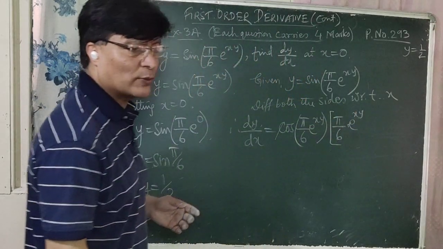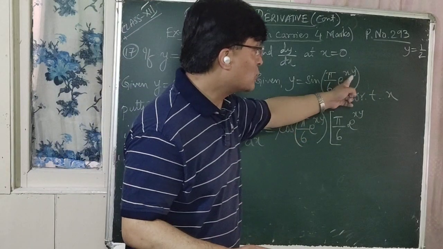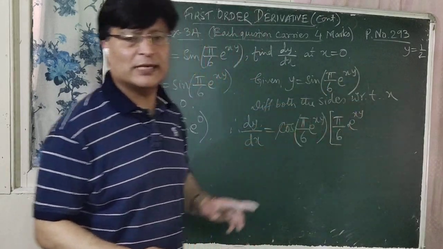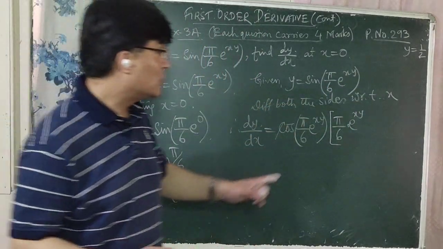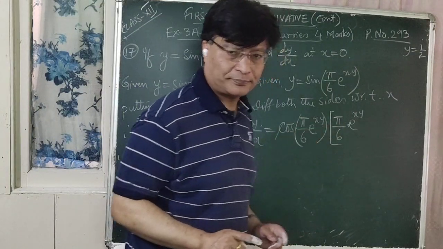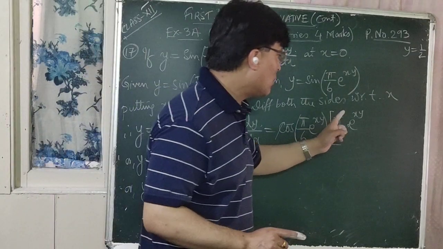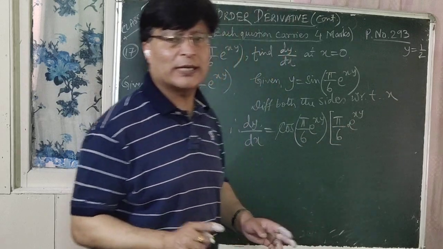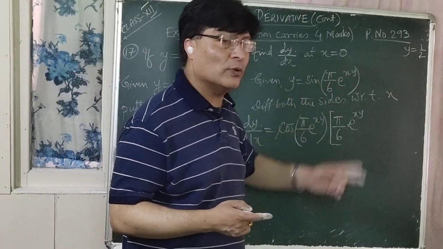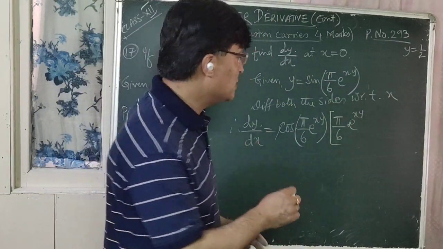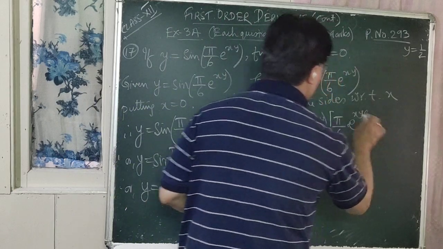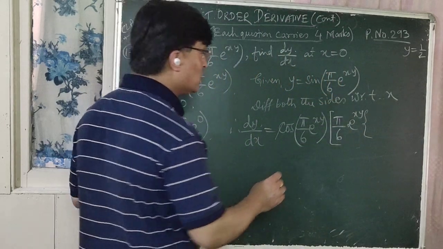E to the power xy. Again, this xy is taken as x and it was differentiated, isn't it? So e to the power xy. Is that clear? Now again differentiate the term which is assumed as x. Now xy was assumed as x. Now differentiate xy, what is this differentiation?